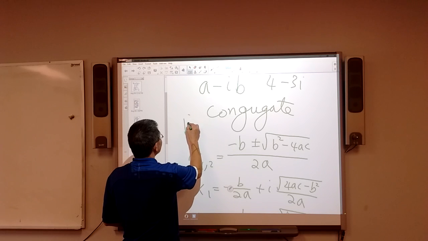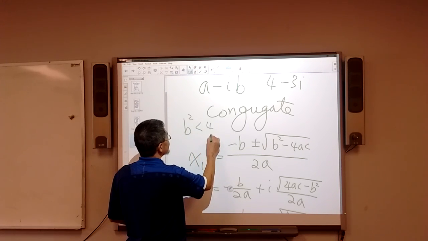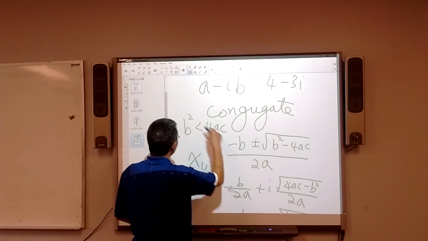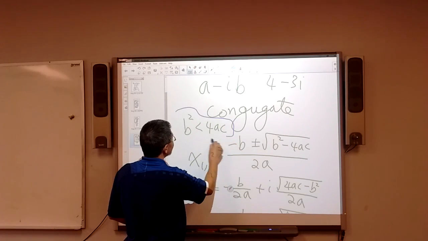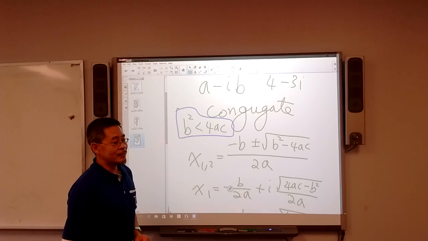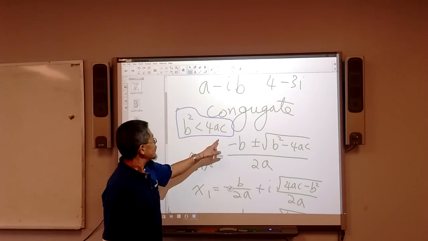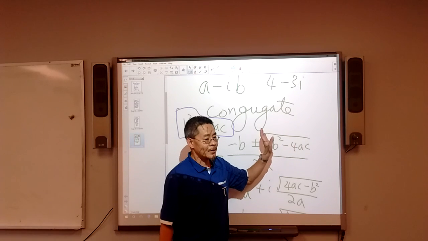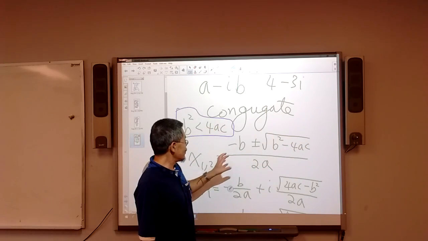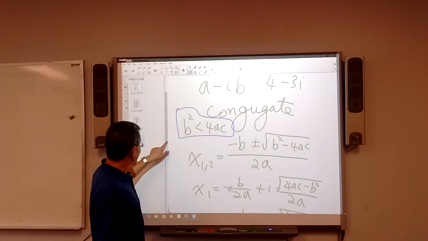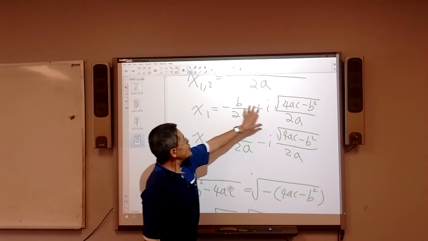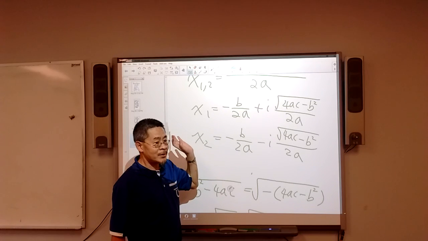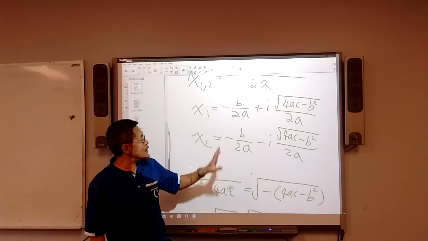Let's see this. b squared is less than 4ac. So therefore, this one is negative. The square root of that gives us an imaginary number. So therefore, we have both a real part and an imaginary part. We got a complex number, right? But we are not there yet.